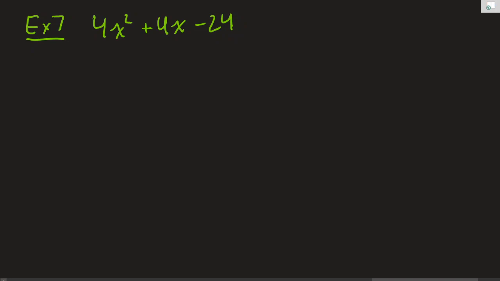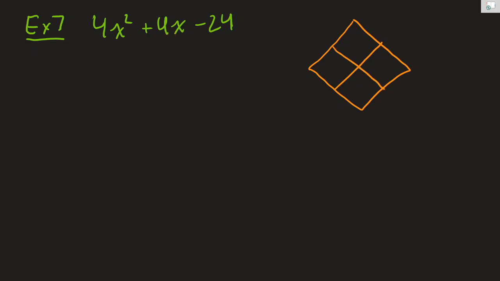All right, so if we just jump right into this and we do our diamond puzzle, we need to get a sum of 4, and we need to get a product. 4 times 24, well, 4 times 25 is 100, so I need 4 less than that, so that's going to be 96, and it's negative because of the negative sign for the 24. So what are two things that multiply to negative 96 and add to positive 4?